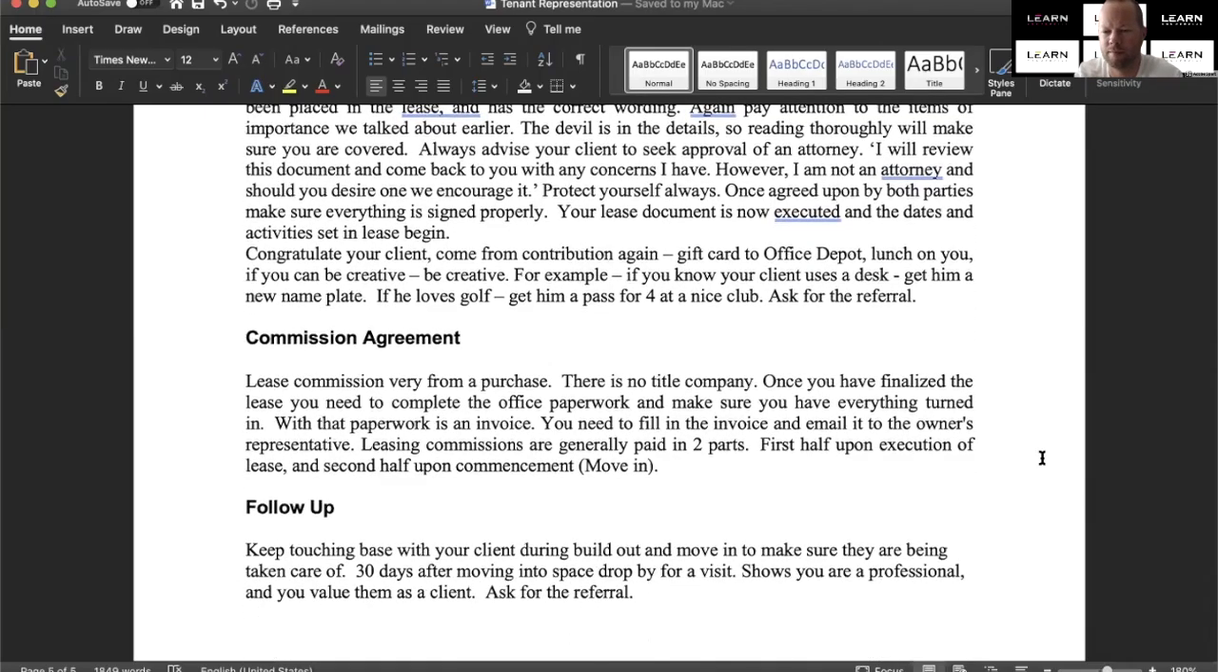Now, follow up. Keep touching base with your client during build out and move in to make sure they are being taken care of. Most people don't do that. Make sure you do. It's important. Again, it's the small things. 30 days after moving into space, drop by for a visit. Shows you're a professional and you value them as a client. Again, ask for the referral.